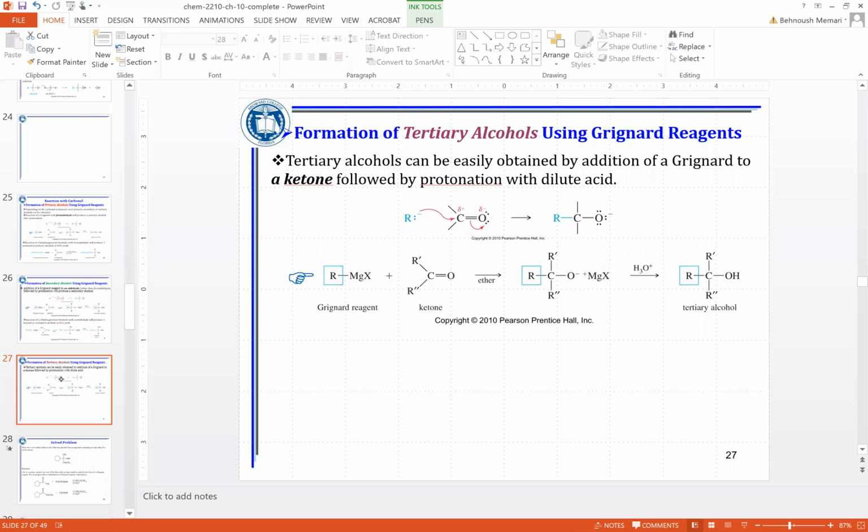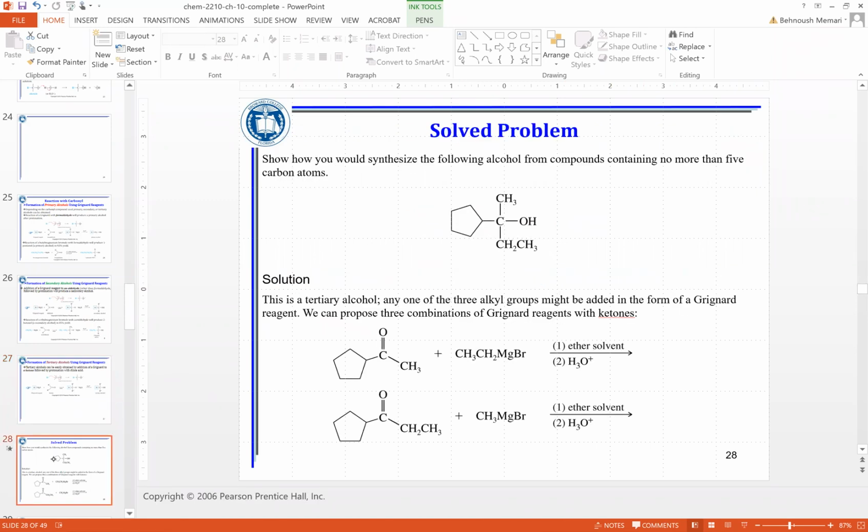Okay, so for formation of tertiary alcohol, we have Grignard plus ketone, and that would give us tertiary alcohol. So if you get a problem to prepare this alcohol, the first thing you want to do is classify your alcohol. What is this? Primary, secondary, or tertiary alcohol? What type of alcohol is this? Tertiary. It's a tertiary alcohol. Because it's a tertiary alcohol, and we learned that from Grignard, we want to get it using a Grignard reagent.